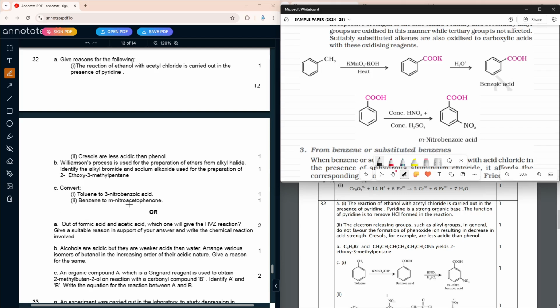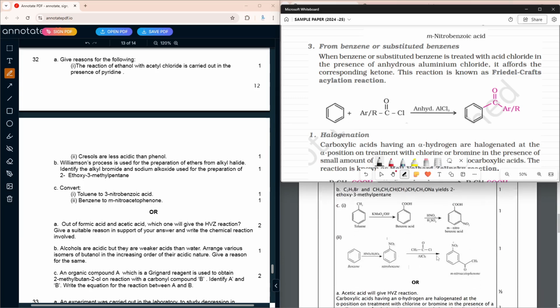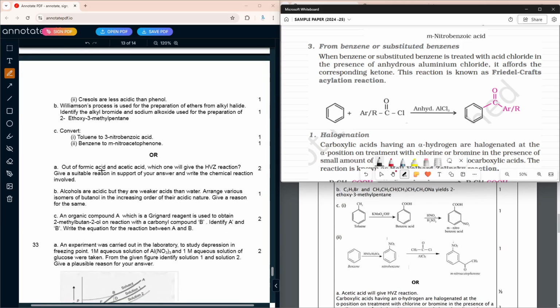The next question, benzene to meta-nitroacetophenone. So basically we want this product with COCH3, because it is acetophenone. For us to get from benzene to this, first of all, we want benzene to get converted to nitrobenzene by reaction with HNO3 and H2SO4, and this in turn on reaction with CH3COCl and anhydrous AlCl3 is basically a Friedel-Crafts acylation reaction, and we're just using that to form meta-nitroacetophenone.